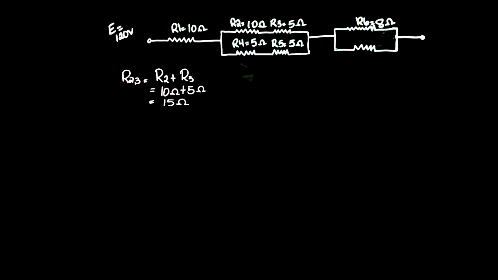I'm going to do the same thing for the other branch of the circuit. R4,5 would be additive. So 5 ohms plus 5 ohms, and that would give me a resistance of 10 ohms. So now that I have taken the resistors that are directly in series and condensed them, I am going to redraw the circuit.